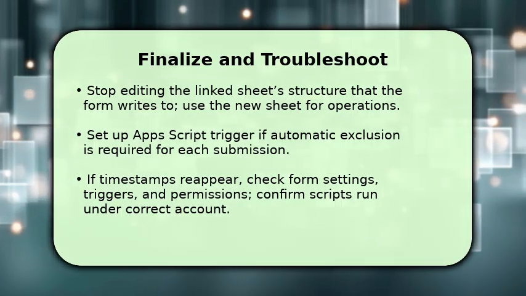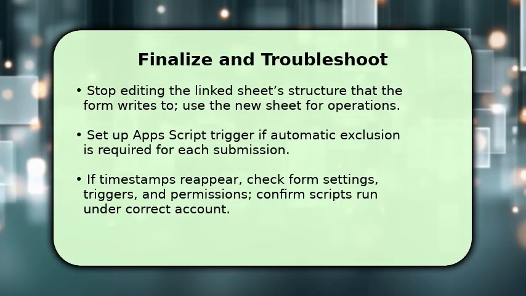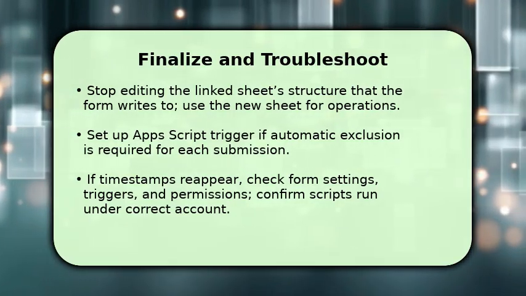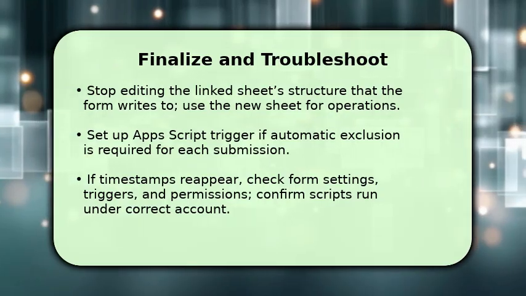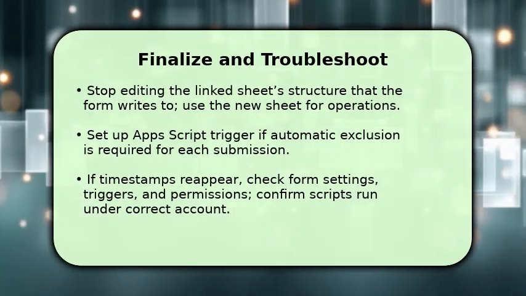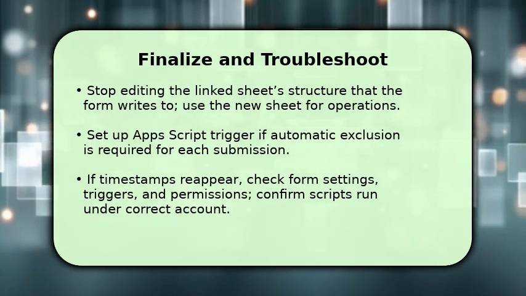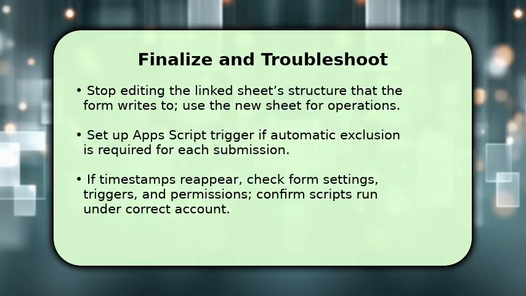And if automation is needed, set up an on-form-submit trigger in Apps Script to copy rows without timestamps automatically. If something goes wrong, for example timestamps reappear, make sure the script trigger exists, the script is authorized, and you aren't editing the form's primary response sheet directly. That usually resolves common issues.